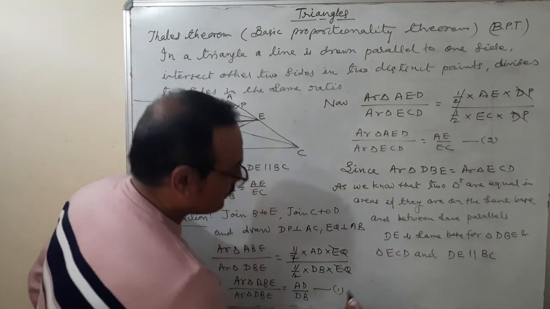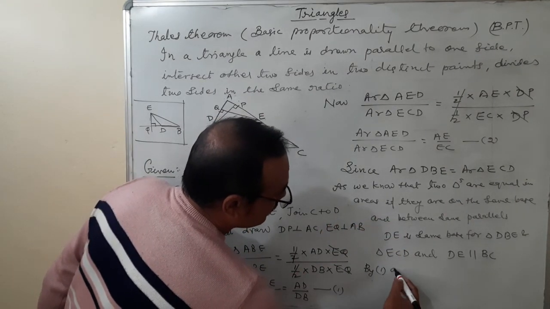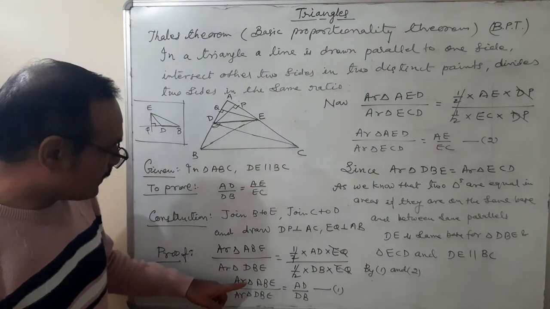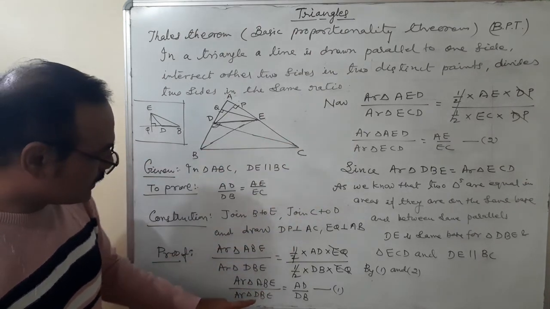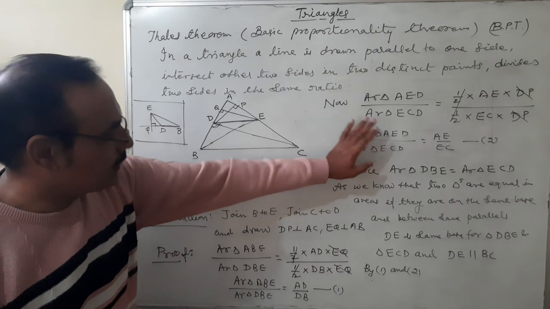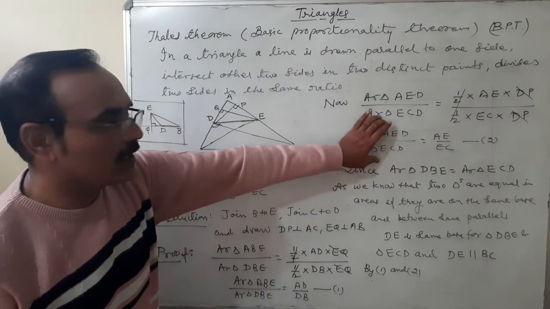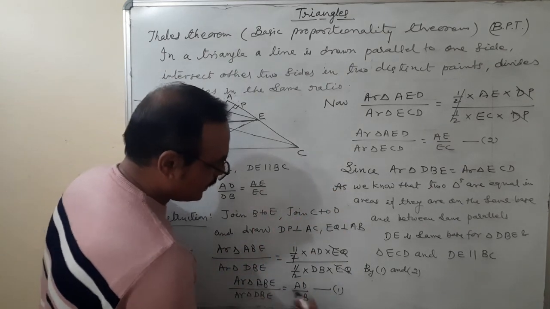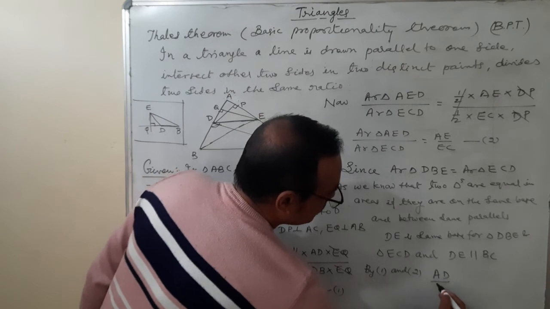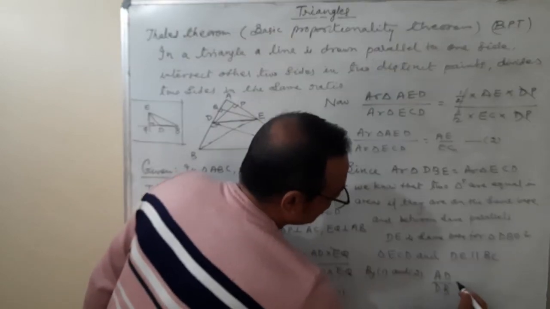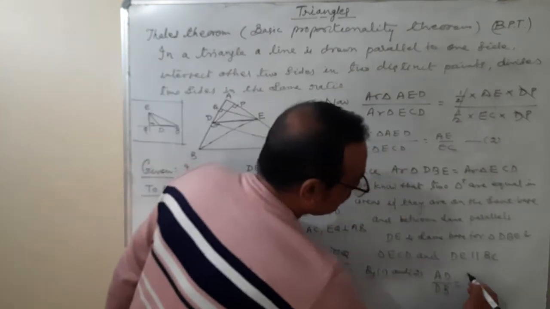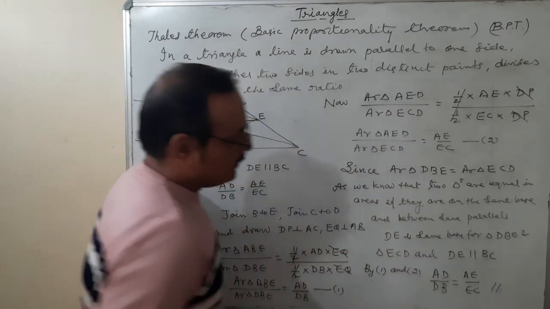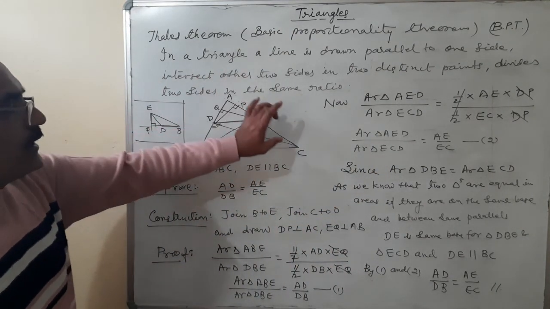So what does it mean? Since their left hand side numerator is the same and the left hand side denominator is the same, their left hand side part of 1 is equal to the left hand side part of 2. So their right hand side must be equal. AD upon DB is equal to AE upon EC.